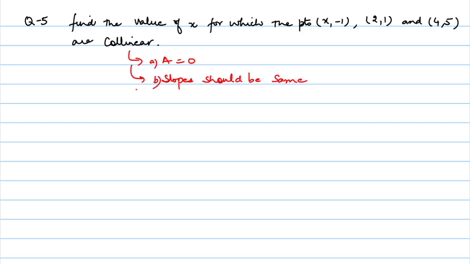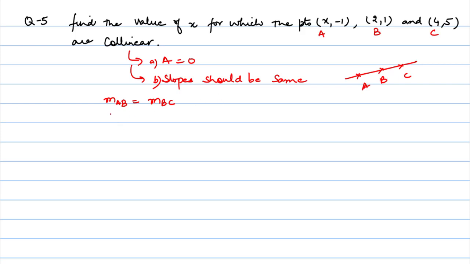Now, if we use the concept of slopes, let's say this is point A, this is point B, and this is point C. Since the points are collinear, we should have m of AB, the slope of the part AB, the same as the slope of the part BC. Therefore, slope of AB would be the same as slope of BC, same as slope of AC. In either way you can take.